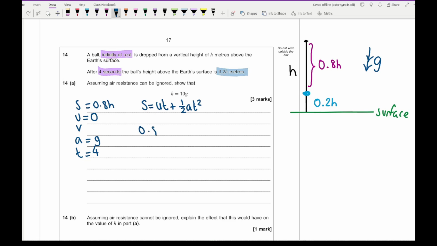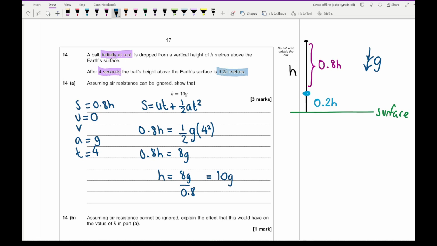So 0.8h is equal to 0 times 4, which is 0. That is equal to half of a, which is our gravity, times t squared, which is 4 squared. 0.8h is equal to half of 16, which is 8g, and the question wants us to show that h is equal to 10g. So dividing 8g by 0.8 gives us 10 and g at the end.